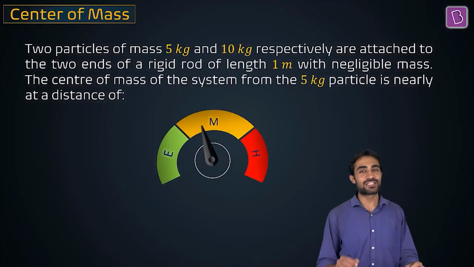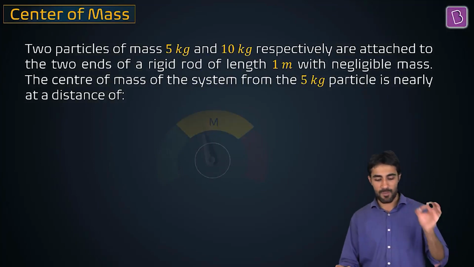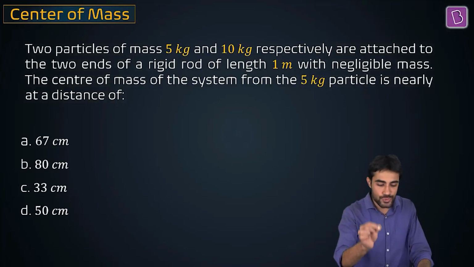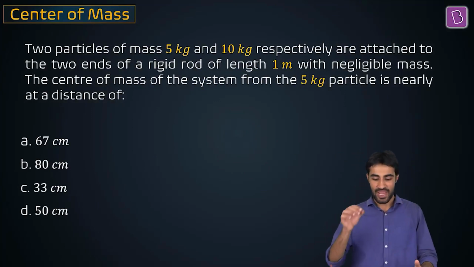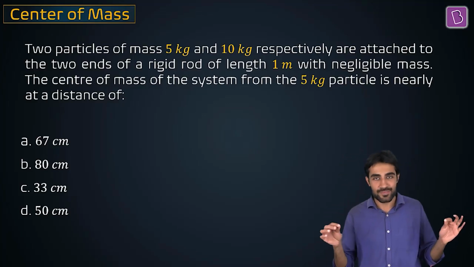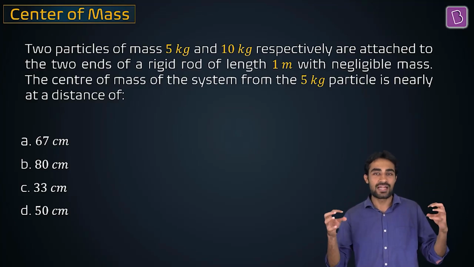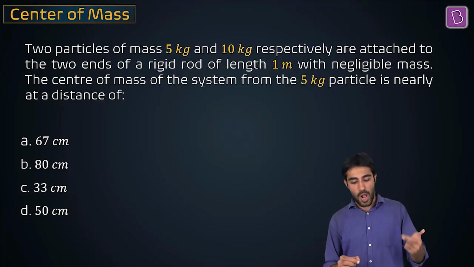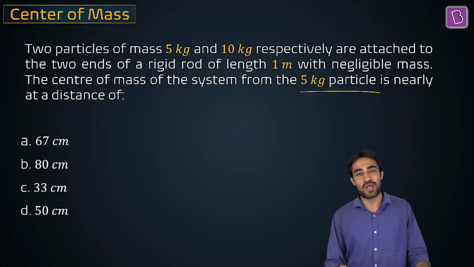Here is a question based on center of mass. Question says, two particles of mass 5 kg and 10 kg respectively are attached to two ends of a rigid rod of length 1 meter with negligible mass. So the mass of the rod is negligible. We have a massless rod and we attach two masses on the two ends of this rod. The center of mass of the system from the 5 kg particle is nearly at a distance of.